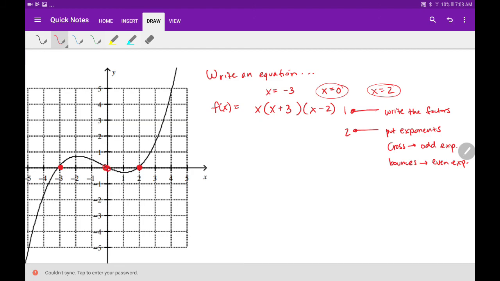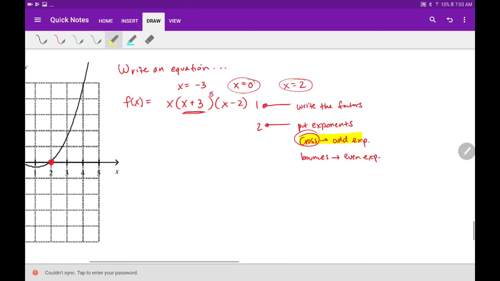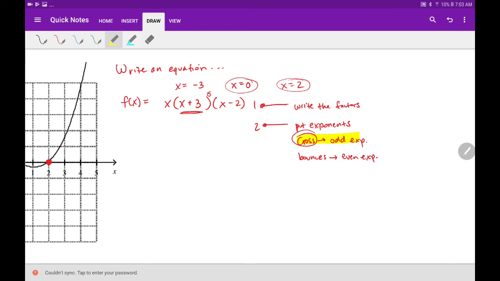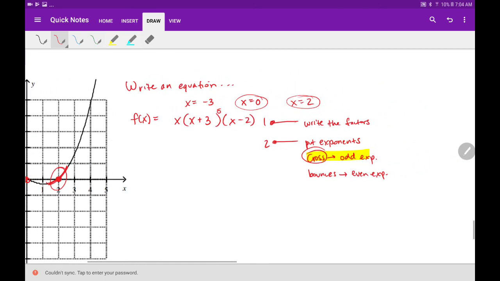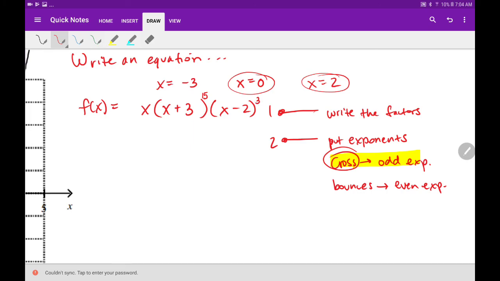Okay, now let's move on. So now let's observe the behavior of the graph at x equals -3. So again, it's crossing. That means another odd exponent. You know what? Why don't we be fancy this time and put like a crazy number? It just has to be odd, right? Because it's crossing. So I put 15. Why not? You can put a 3 or a 5 or a 7 or nothing at all, because that would be a 1. Now let's observe the behavior of the graph at x equals 2. So again, it's crossing. Again, I need an odd exponent. I'm going to be a little more reasonable this time. Let's put a 3.